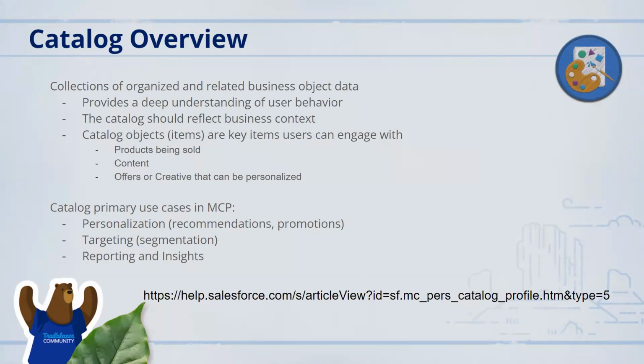So the catalog should reflect the business context for your firm, or if you're implementing MCP, it should reflect the business context for your clients. These catalog objects can be, for example, the products that the company sells, content you want people to read, offers or creative that can be personalized. The catalog is greatly leveraged through MCP.